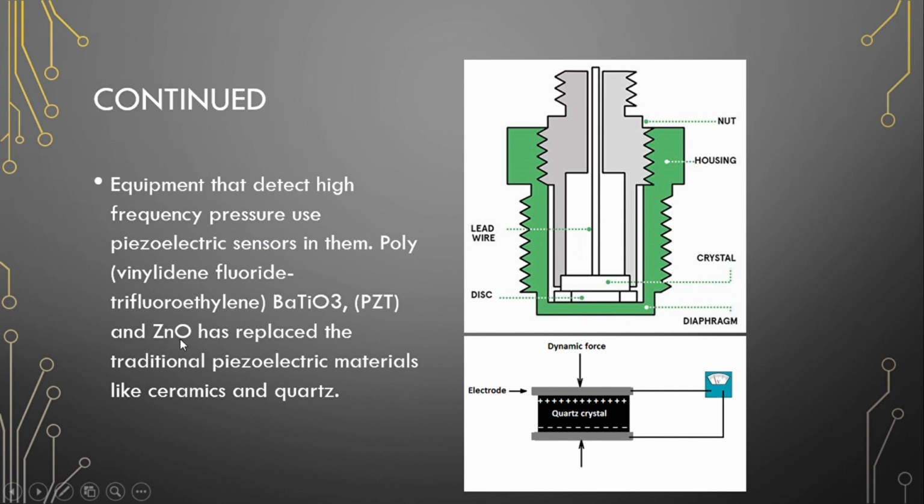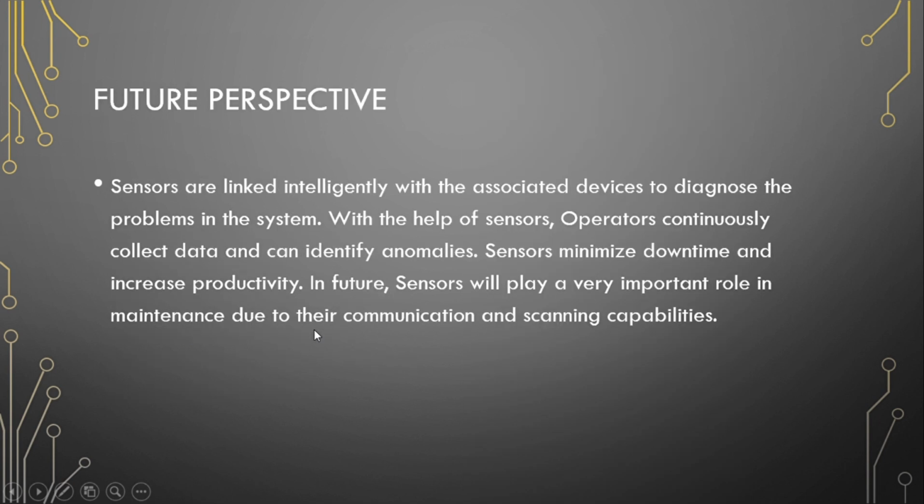There are some piezoelectric materials, such as barium titanate and zinc oxide, that have replaced the traditional piezoelectric materials like ceramics and quartz. To summarize, ceramics and quartz were used earlier in traditional pressure sensors, but nowadays zinc oxide and barium titanate are used.